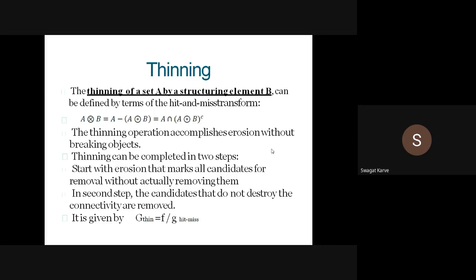It can be completed in two steps. This thinning process can be completed in two steps. What are those two steps? First, you have to start with the erosion, that marks all the candidates for the removal without actually removing them. Means first you have to perform the erosion operation on the target image or target object. It will simply mark the border, or highlight the objects that you want to remove in the image. This is the first step.